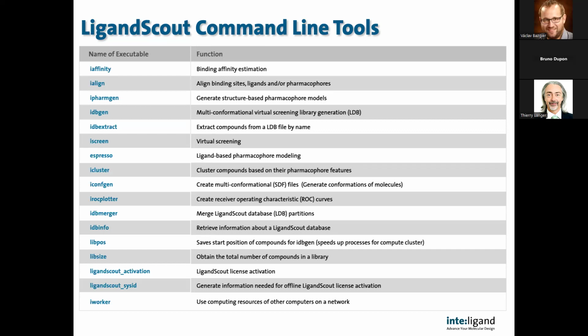So if you type in help, for instance, help IDB merger minus all, then you will get in the help in the command line in the shell, you will get all the parameters. Okay.